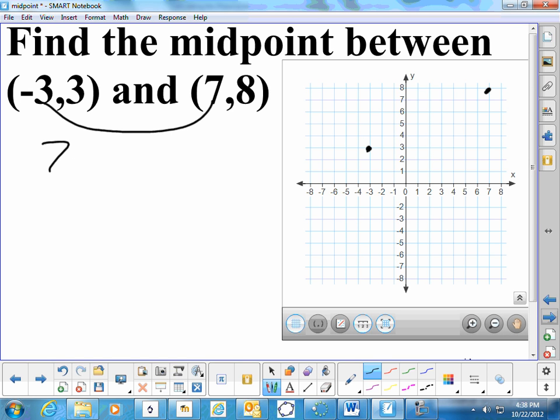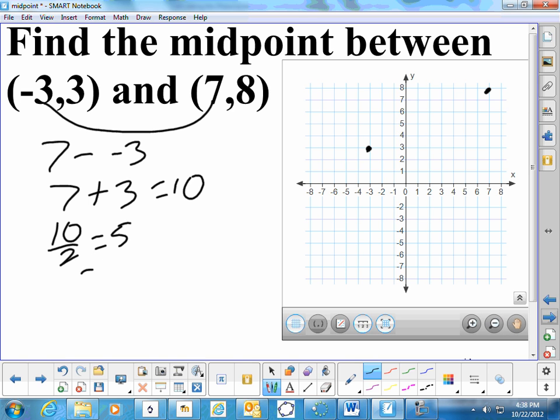7 minus -3. Well, subtracting the negative is the same as adding. So the distance between -3 and 7 is 10 in the x direction. Half of 10 is 5. So if I start at -3 and go 5 towards 7, then that will get me to 2. So 2 is for the x, and for the y, 8 minus 3 is 5.